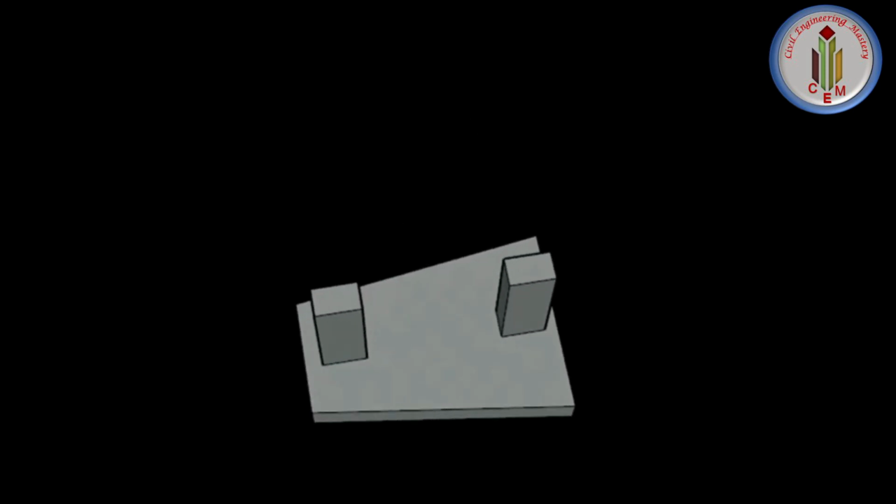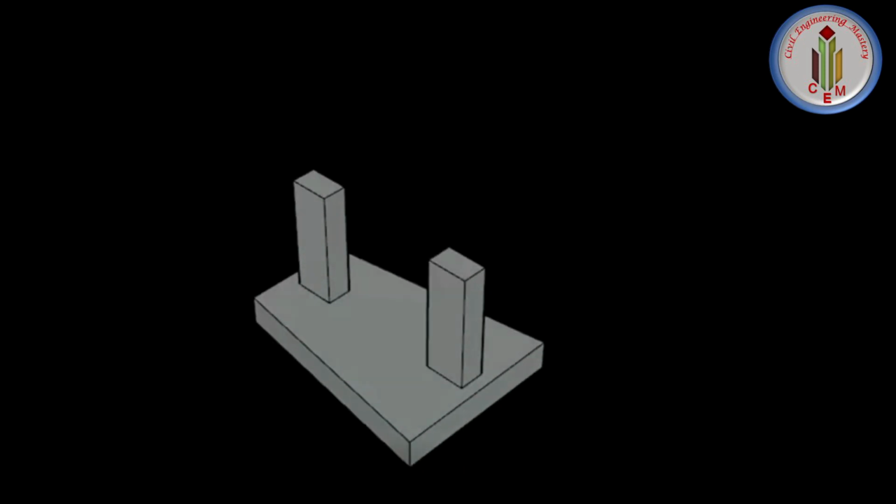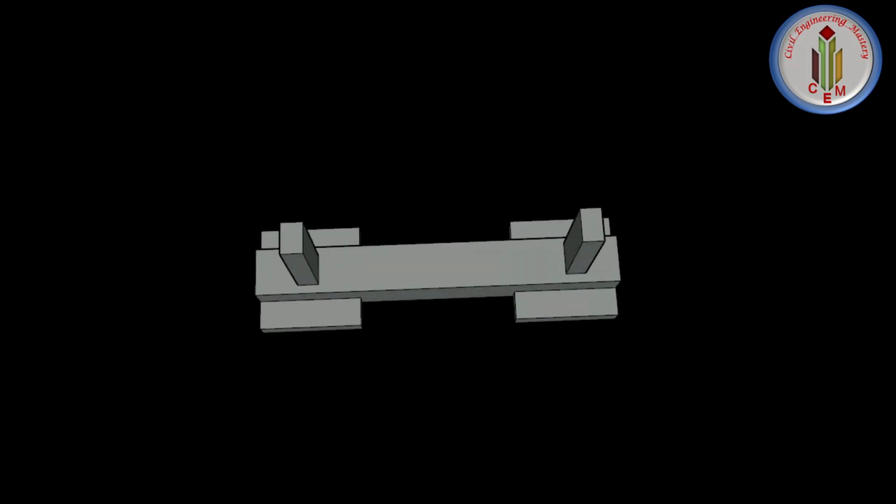Next, let's look into the trapezoidal combined footing. This kind of combined footing is used when one column is near the property line. In that case we have to go for this geometry, that is, the trapezoidal shape of combined footing. Next, let's look into the strap footing.